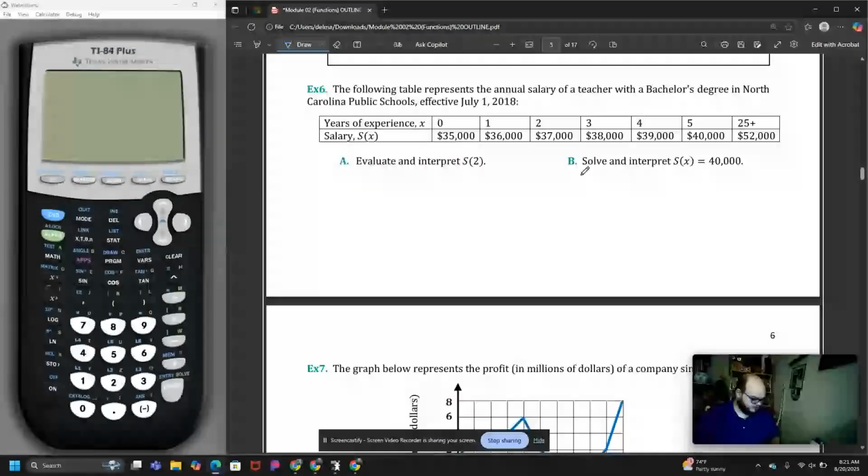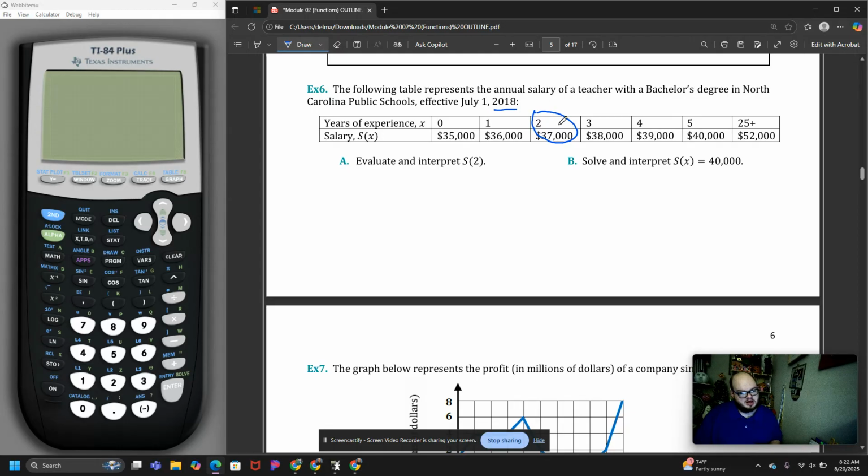Okay, so let's look at an example. The following table represents the annual salary of a teacher with a bachelor's degree in North Carolina Public Schools, effective July 1st, 2018. And unfortunately for public school teachers, this looks very similar now in 2025. Okay, so you're going to evaluate the intercept S2. Okay, so let's look at S of 2.